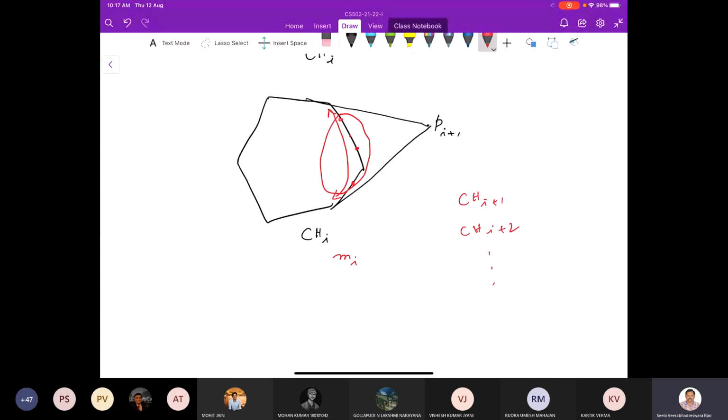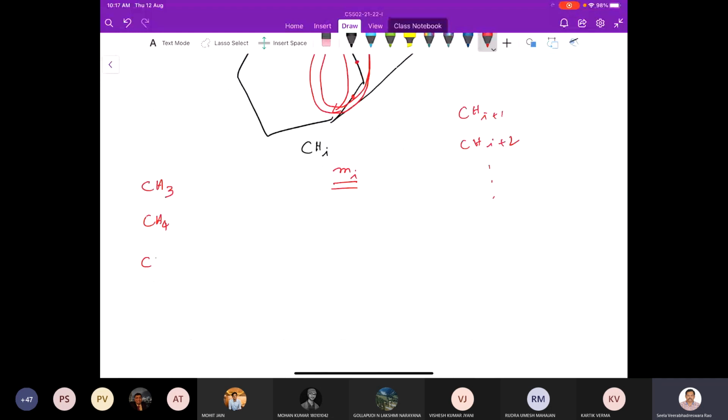Okay. Number of points we are removing from this chain here, say assume mi. So first you have the convex hull of first 3 points. Then you are getting the convex hull of 4 points. And convex hull of 5 points and so on up to convex hull of n points. So here you are removing say m3 points, and here you are removing m4 points and so on.